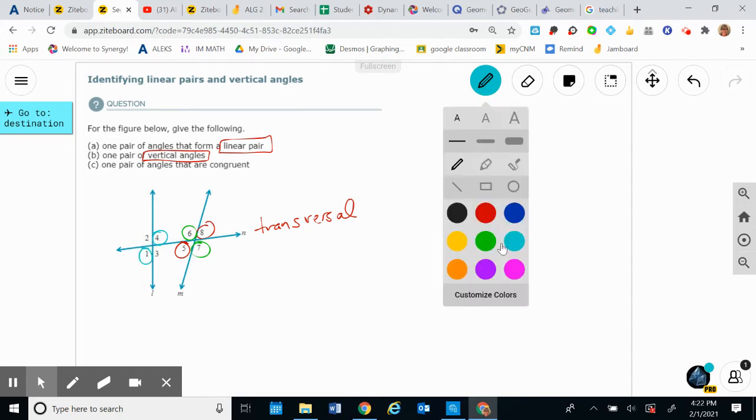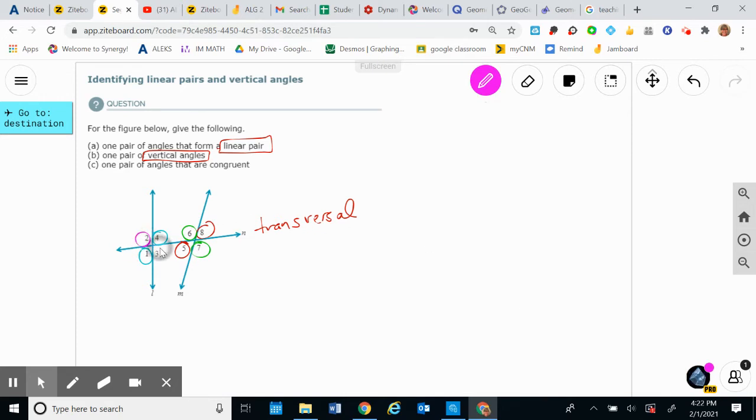Look at these, and can you see? Can you actually just notice? Look at the opening. Can you tell that 2 is congruent to 3 and 4 is congruent to 1? 6 is congruent to 7. See how open it is? And 5 and 8 are congruent. Okay, these sets are called vertical angles.